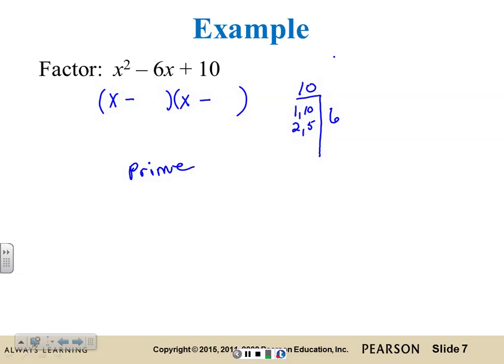It won't factor. And when anything doesn't factor, in other words, if you can't get anything to multiply together to get 10 and then add together to get 6, which we can't, then your answer is going to be prime.